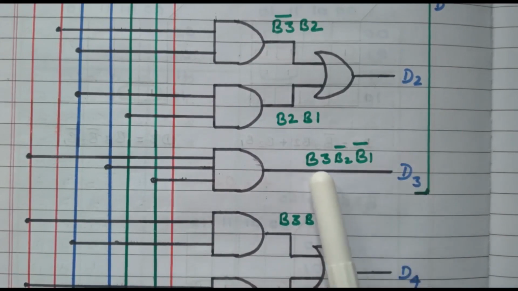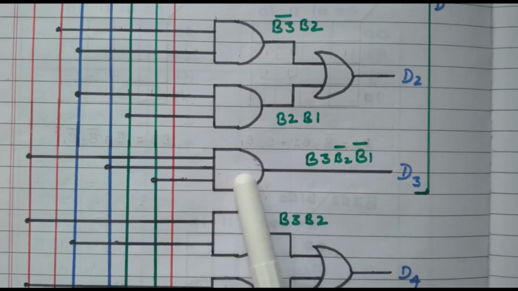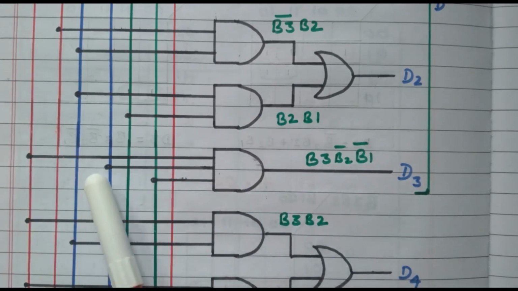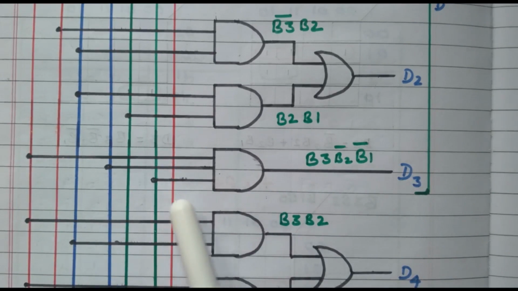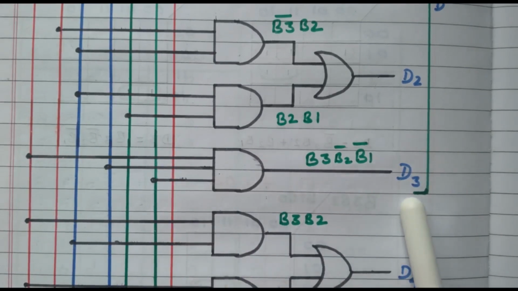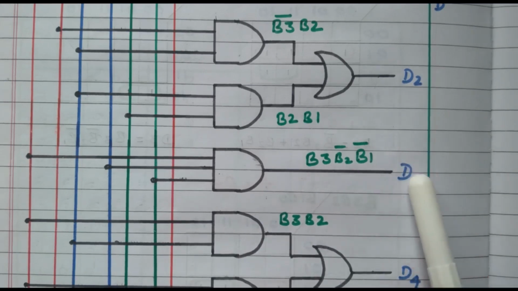Then for D3, only one term is there: B3 B2' B1'. By using the AND gate, B3 is connected, B2' is connected and B1' is connected. All three are multiplied, so we got the D3 value. So we got the BCD outputs D0, D1, D2 and D3.